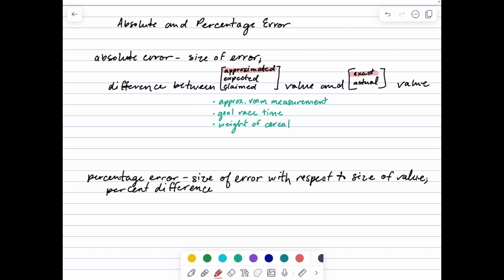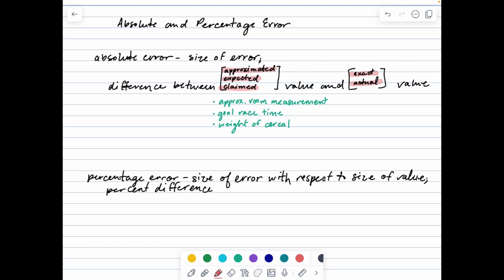Absolute error could also be the difference between the expected outcome and the exact or actual outcome. It could also be the difference between the claimed value and the actual value. Some examples: if we were to roughly estimate the measurements of a room, maybe to think about how much paint we need to paint the walls, then you have a rough estimate, an approximation, and then you have an exact wall measurement or floor measurement. And so the error is the difference between that.